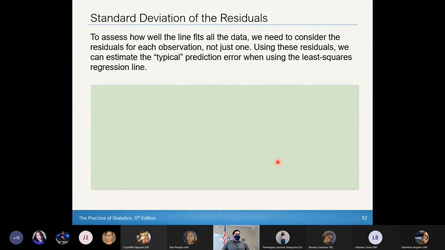To assess how well the line fits all the data, we need to consider the residuals for each observation, not just one. Using these residuals, we can estimate the typical prediction error when using the least squares regression line. And this typical thing refers back to standard deviation, where a standard deviation is the typical distance from the mean or expected value. The linear regression line provides us an expected value for y, and we're now going to find the typical deviation from that.